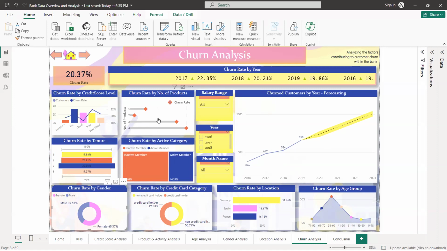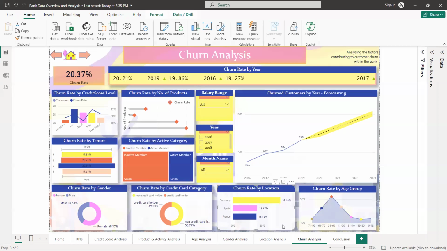And next is a lollipop chart that shows the churn rate against the number of products customers hold. Next one is a tree map that compares churn rates between active and inactive customers. As we can clearly see, inactive members have a much higher churn rate compared to active members. Next is a donut chart that compares the churn rates of credit card holders and non-credit card holders.